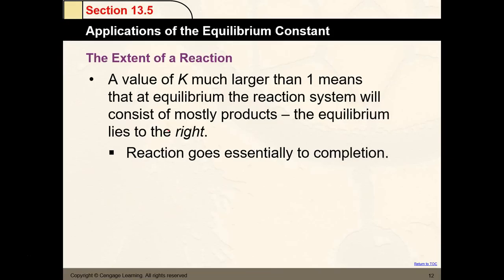Now, this is how we understand what's going on with K. Everything is relative to 1. So 1 is sort of our golden number. The larger values, if it's greater than 1, it means that the product concentrations or amounts are so much greater than those of the reactant. We say that the reaction then goes to completion, or it is product favored, or equilibrium lies to the right. These are 3 different ways of saying the same thing.